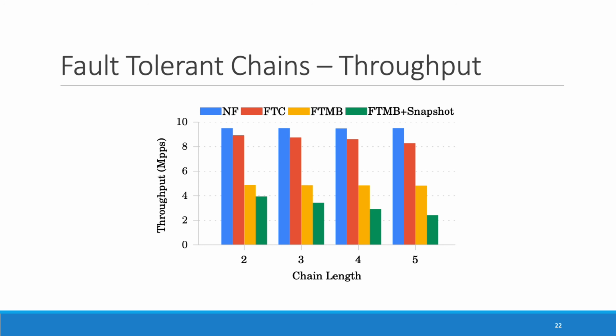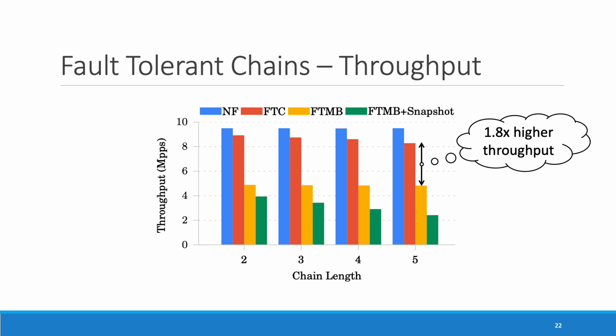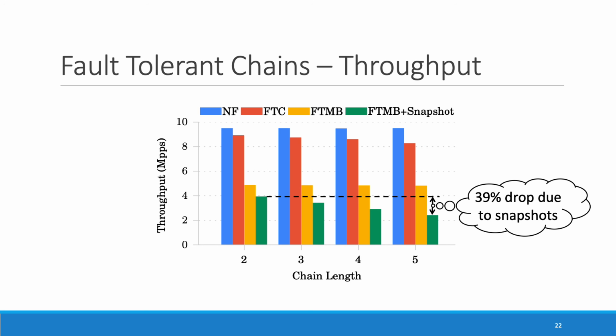To evaluate the throughput of chains, we vary the chain length and measure the end-to-end throughput. As shown, FTC throughput is largely independent of the chain length. FTC throughput is twice the throughput of FTMB, and it achieves 3.5 times higher throughput compared to FTMB plus snapshot. The throughput of FTMB plus snapshot drops by almost 40% due to periodic snapshots taken at all middle boxes of the chain. Snapshots at each middle box result in stalls in consequent middle boxes. No packet is processed during a snapshot. The throughput is affected by more snapshots taken in longer chains.